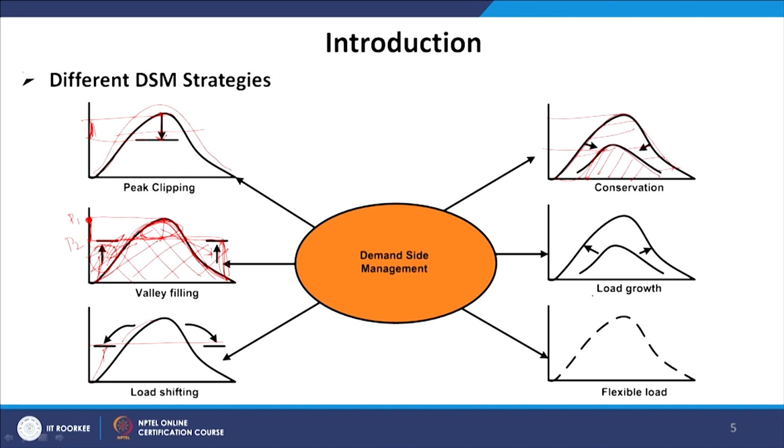The other one is load growth, where instead of conservation we increase the load characteristic. And then we finally have the flexible load, where the load can vary in any direction. All of these are part of demand side management, and we need to plan depending upon my country's population, energy resources, and weather conditions. We need to plan what would be the best strategy for us to achieve peak reduction through the demand side management program.